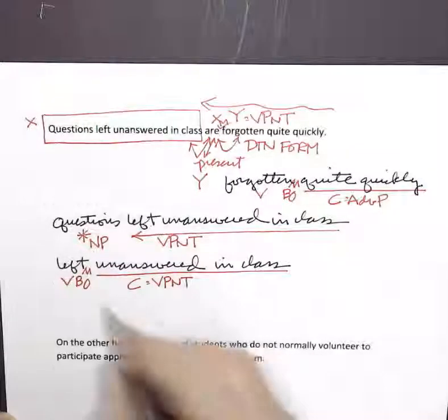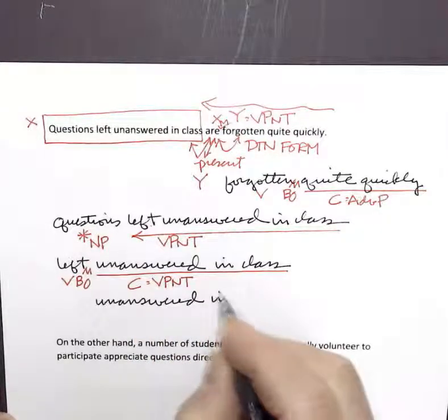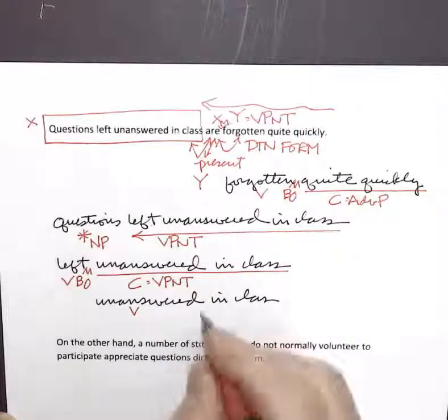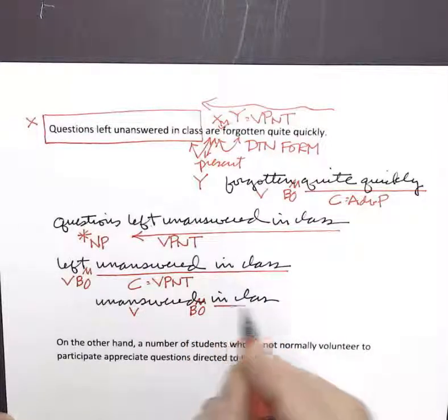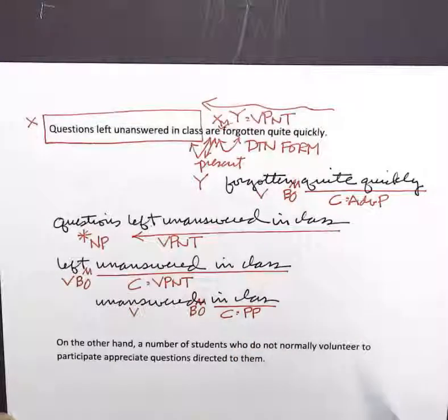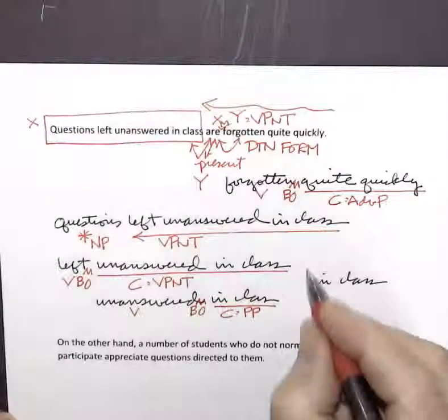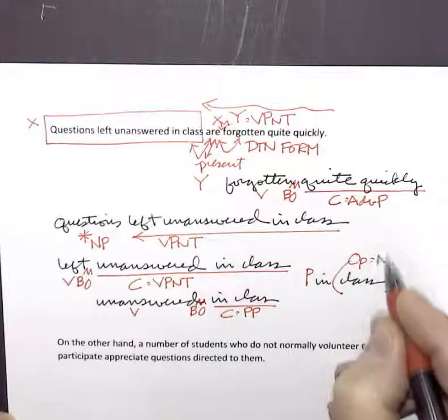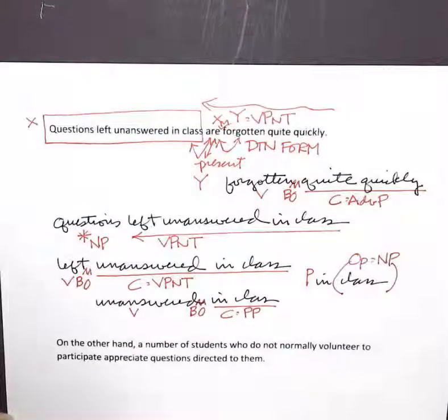So let's take our complement. We'll rewrite it. Unanswered in class. And the verb is unanswered. There's no particle. There's no object. And in class is the complement. It's a prepositional phrase. We'll rewrite it. In class. We'll show the preposition, the object of the preposition, noun phrase, and since it's just an individual word already and we've labeled it, I don't think we need to go any further.